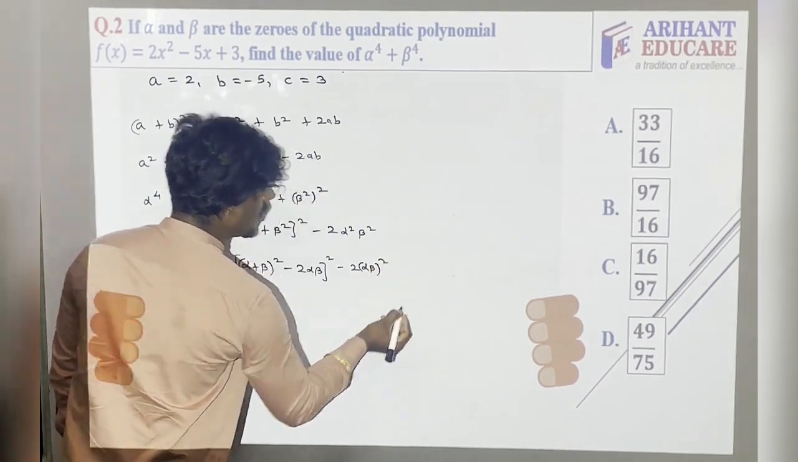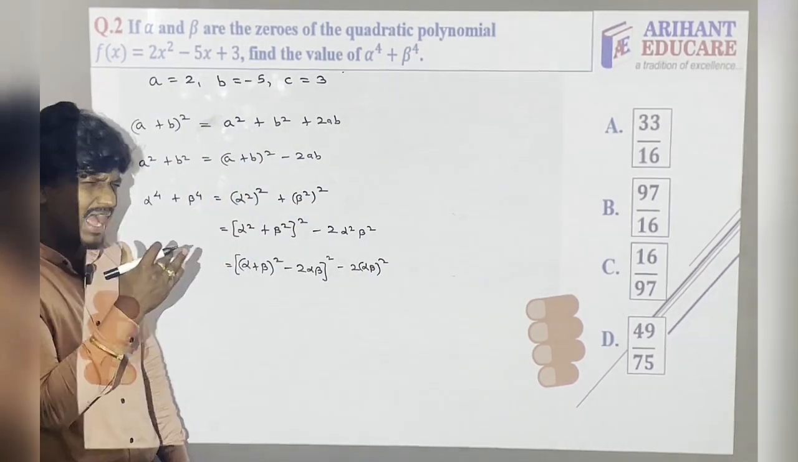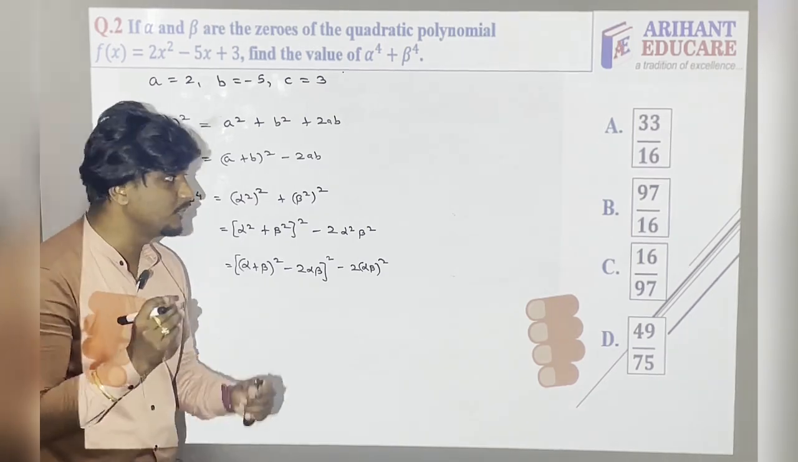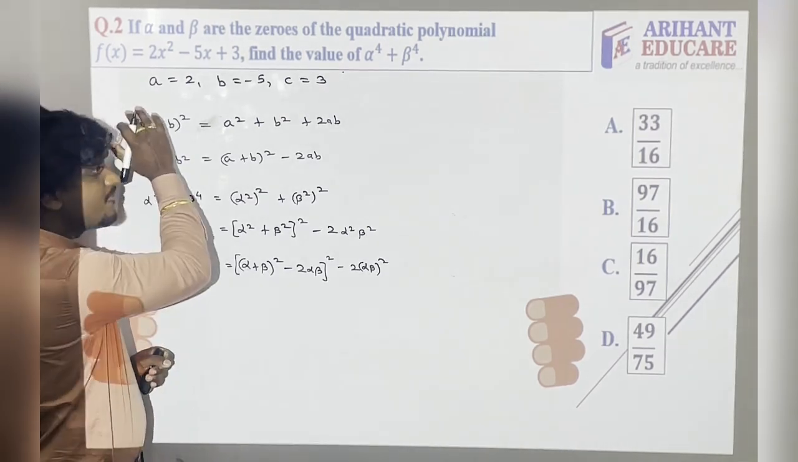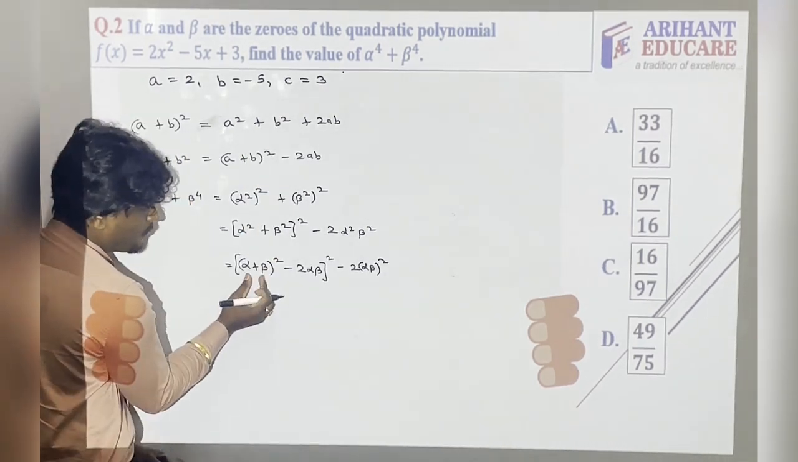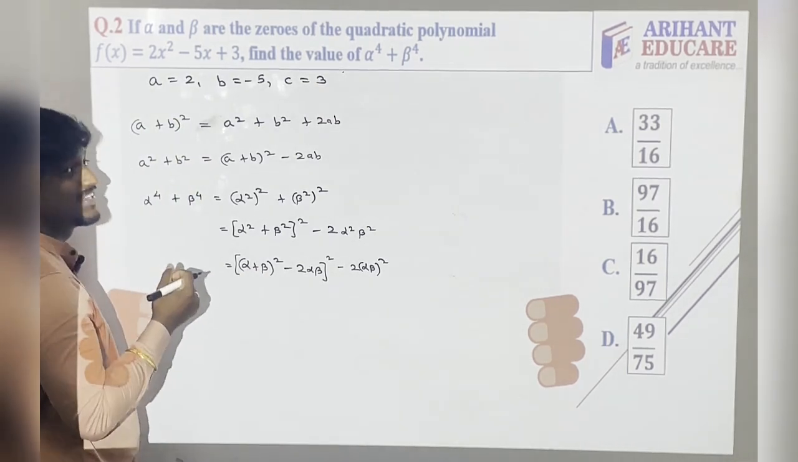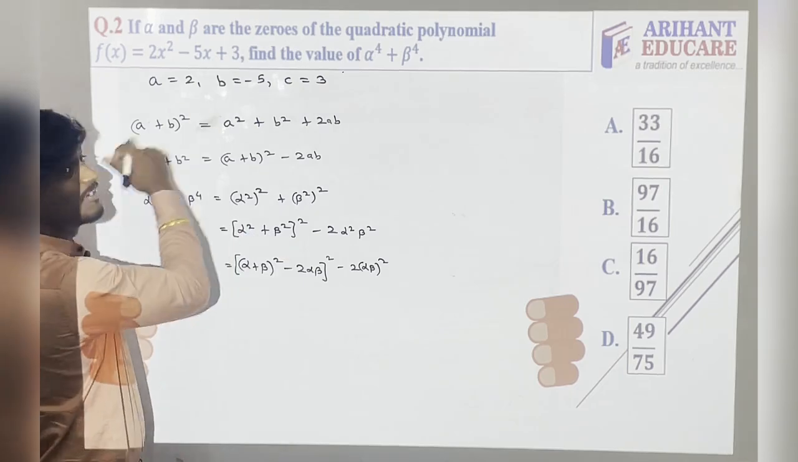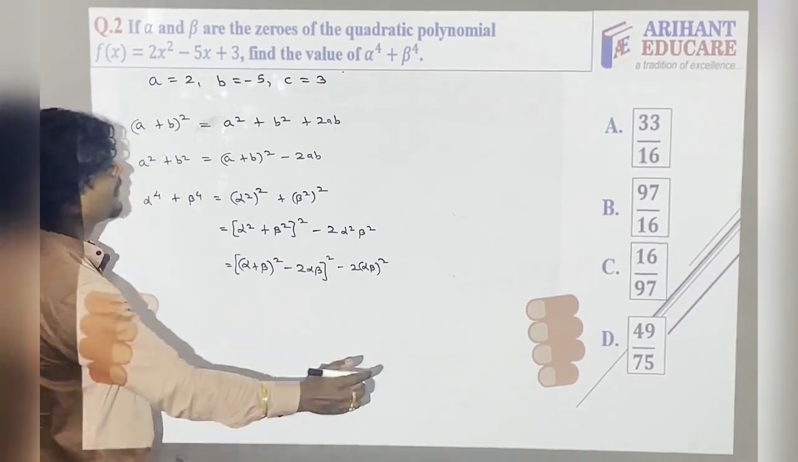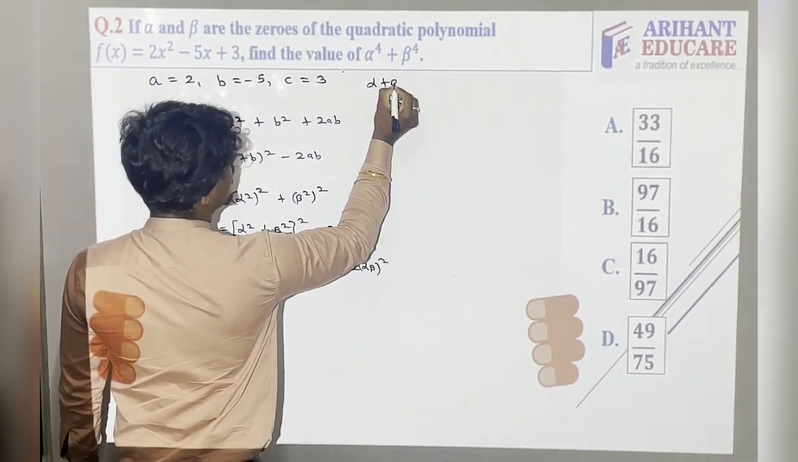Alpha beta the whole square. If you're wondering why I am doing this, it's because I've written everything in terms of alpha plus beta and alpha beta, which I can always find from a given polynomial, right? So tell me, what is alpha plus beta?